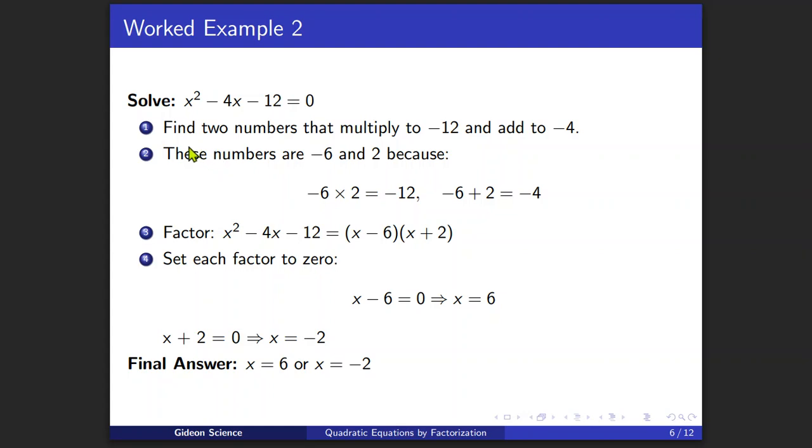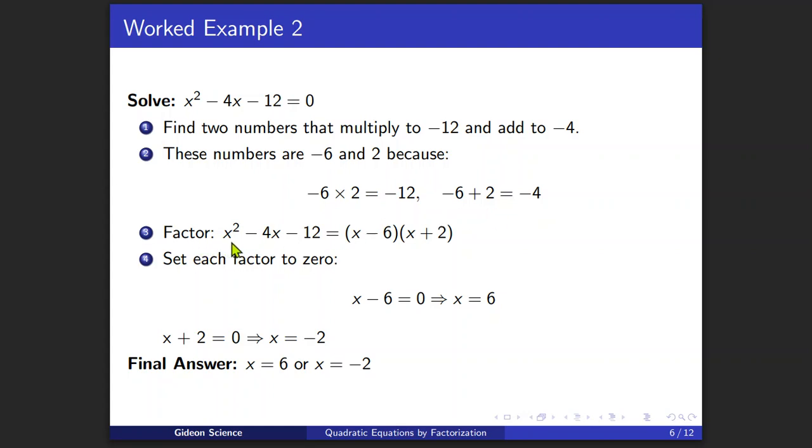Now, consider another example: x squared minus 4x minus 12 equals 0. We are to find values of x for which this equation will be true. Find two numbers that multiply to minus 12 and add to minus 4. These numbers are minus 6 and 2, because minus 6 times 2 equals minus 12, and minus 6 plus 2 equals minus 4.